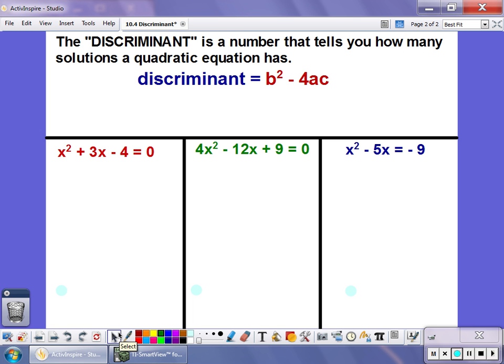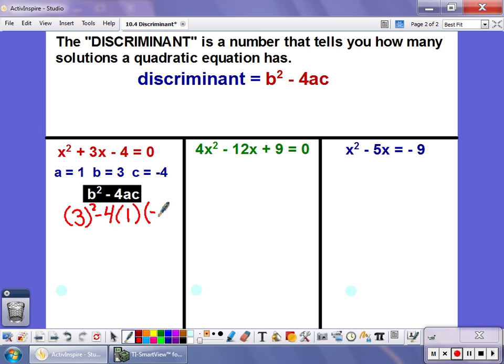Just like our quadratic formula, we need to have equations in standard form that equal 0, and we need to find out what our a, b, and c values are. Once we know that, we're just going to plug into this formula we have, b squared minus 4ac. So in this case, b is 3, so I'm going to have 3 squared minus 4 times a, which is 1, times c, which is negative 4. So then, just order of operations, 3 squared is 9, negative 4 times 1 times negative 4 is positive 16, and this gives me a discriminant value of 25.